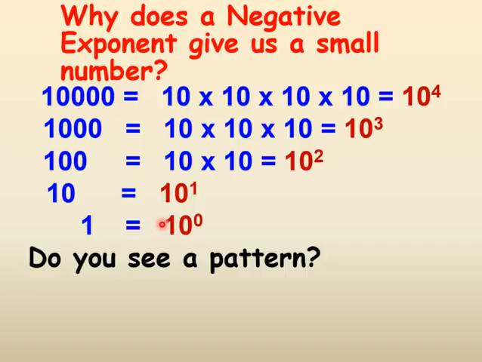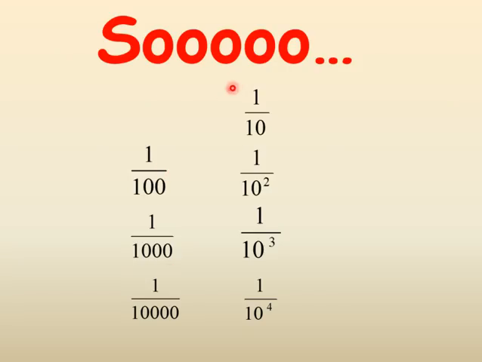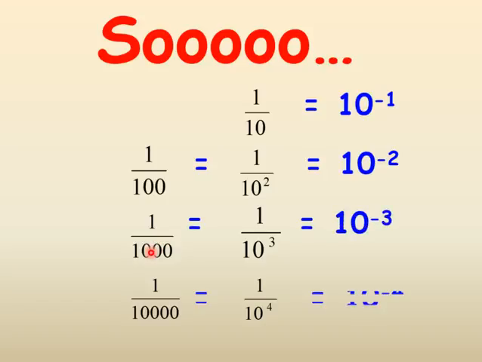But do you see a pattern here? As we move down from an exponent of 4 to 3 to 2 to 1, notice that these numbers are representing how many zeros we have. All right. So 1 over 10 will be 10 to the negative 1. 1 over 100 will be 10 to the minus 2. 1 over 1,000 will be 10 to the minus 3. And 1 over 10,000 will be 10 to the minus 4.